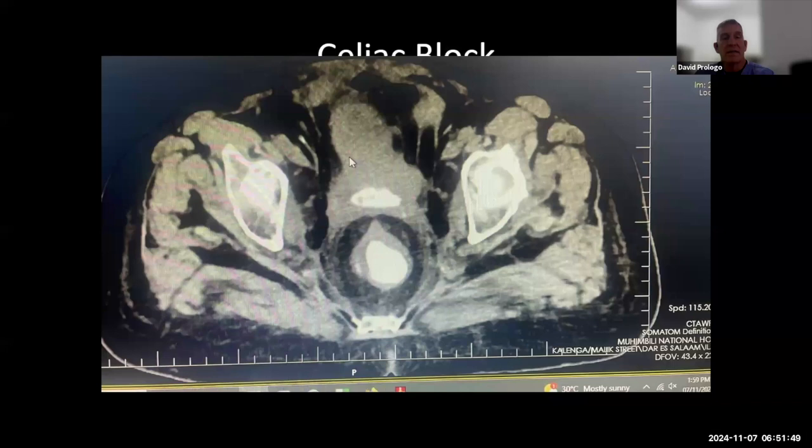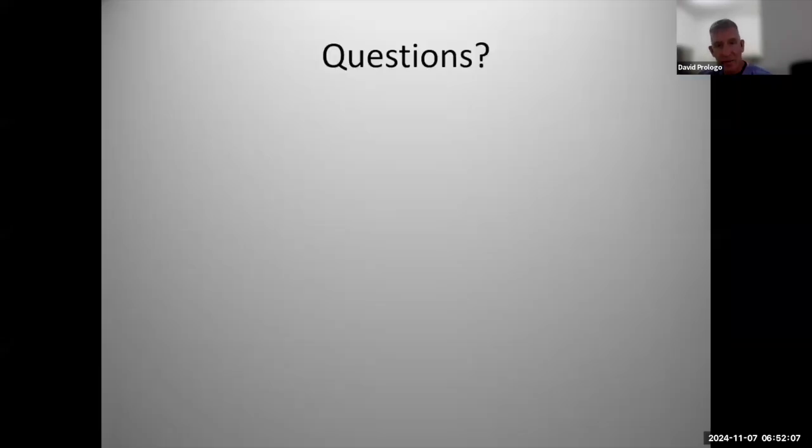Point again being that we can identify them, we can put a name to the cause, we can interrupt the nerve signal, and we can offer the patient an option that if they didn't come across interventional radiology, they would not have. And so with that, I'm gonna stop.